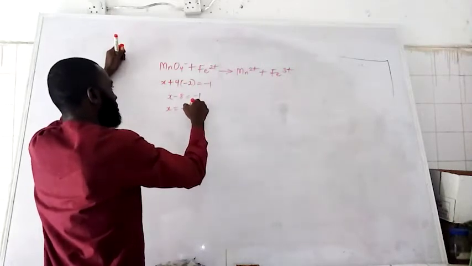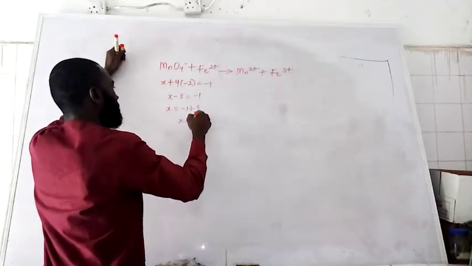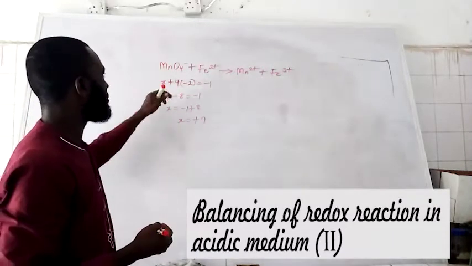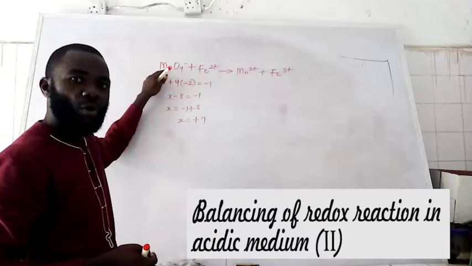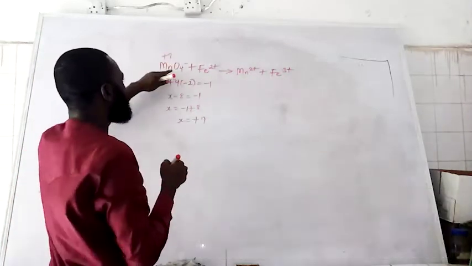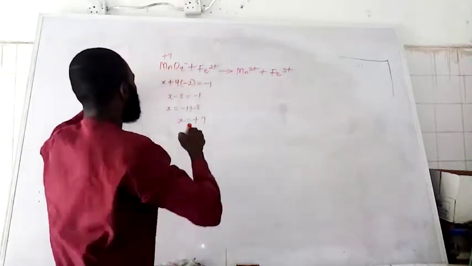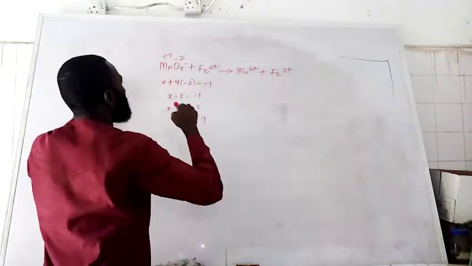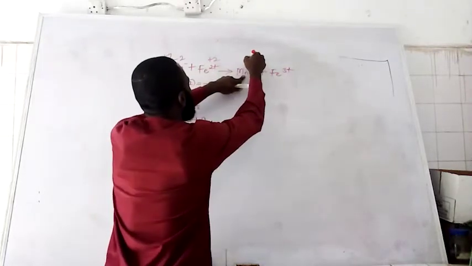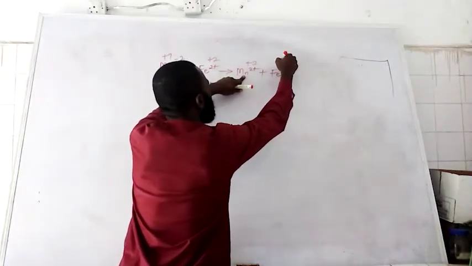So X is equal to -1, and the -8 goes to the other side to become +8. Then X is going to be +7. So that implies that the oxidation number of manganese is +7. And our oxygen is always -2. Then for the products, this is +2, and +3.